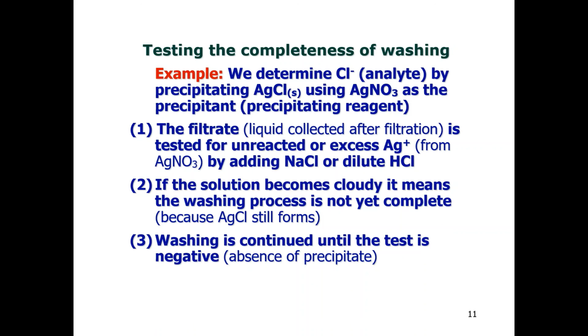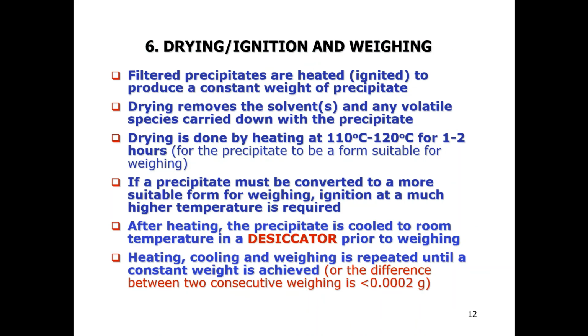So that's how we test the completeness of the washing step, by using chloride ion in the test tube and testing whether the filtrate becomes cloudy. If it does, you still need to continue your washing. If it is a clear solution, meaning all Ag+ has been washed out, you can stop the process of washing. After you wash it, we make the assumption that everything now is pure AgCl and only some water.